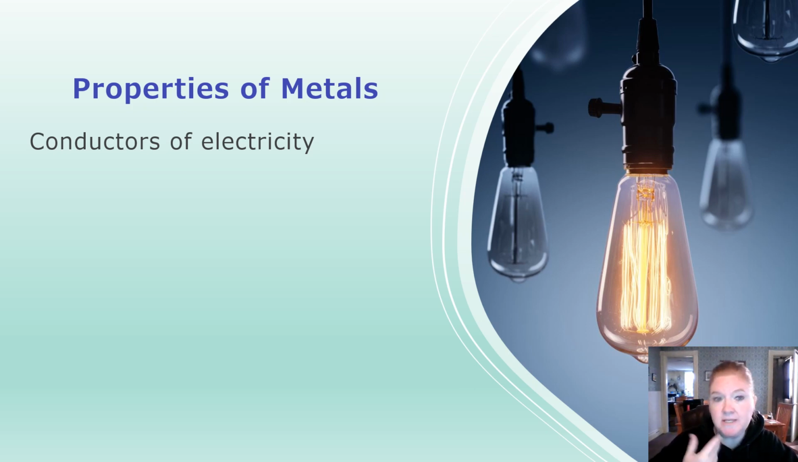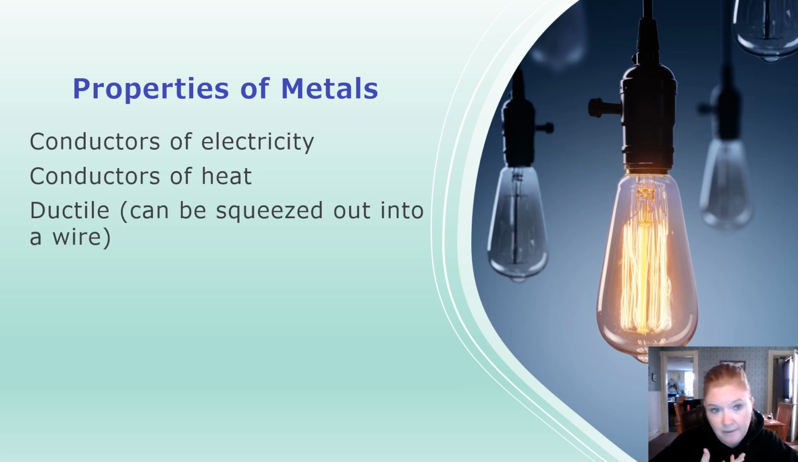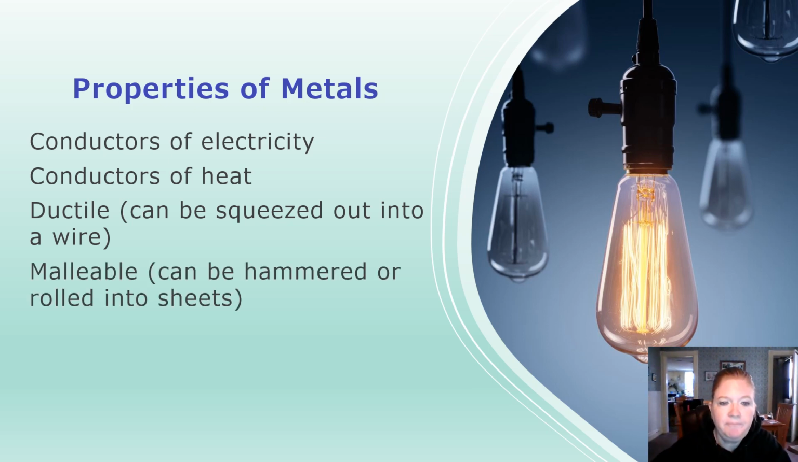So some properties of metals, they're conductors of electricity, hence this little image. They're conductors of heat, that's why pots and pans are made of metal. They're ductile, so that means they can be squeezed out into a wire, like copper wiring. They can be malleable, so always think mallet, like a hammer. They can be hammered or rolled into sheets like aluminum foil.